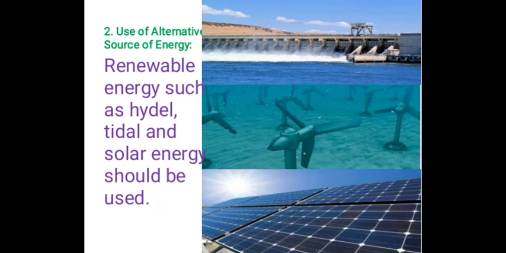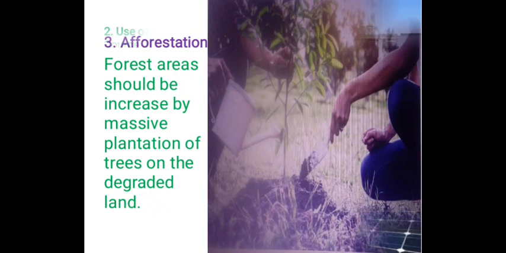You can see hydel, top, middle, tidal, and the bottom one is solar energy, solar panels. The third one is afforestation. Forest areas should be increased by massive plantation of trees on the degraded land.